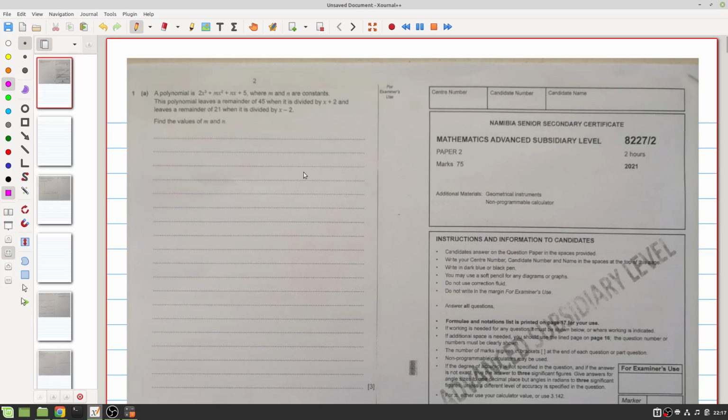Alright guys, so we're looking at the 2021 Namibian Senior Secondary Certificate. So this was the first AS level exam that was written since we introduced this end of last year. So let's jump straight into the questions.